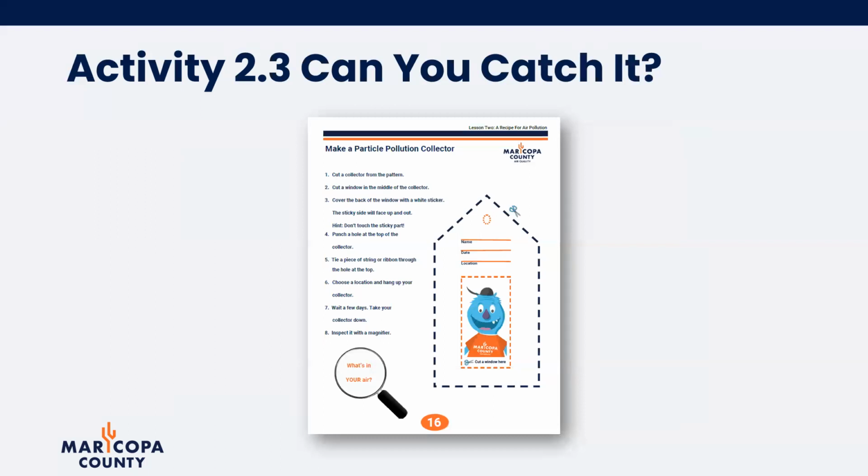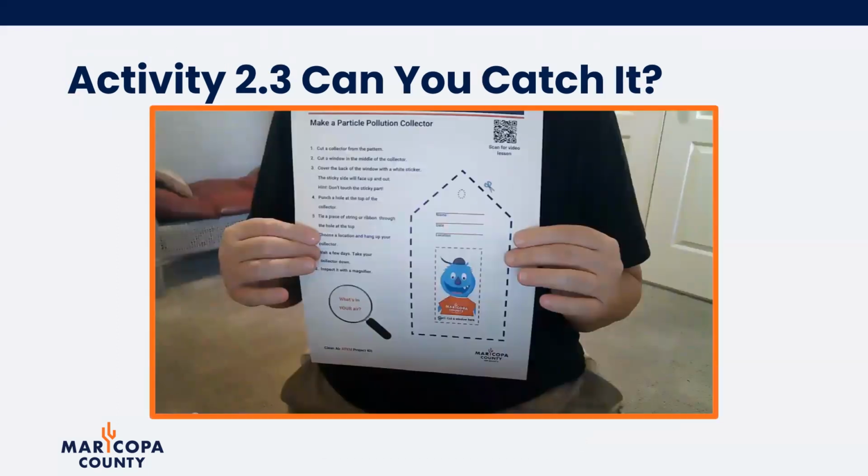In Activity 2.3, you can take learning outside. Follow the pattern to create a particle pollution collector and catch pollution in the air. Students can make a collector for school or home. We provide particle collector patterns, string, and sticky labels. You provide scissors and a hole punch. Let's watch a demonstration video.